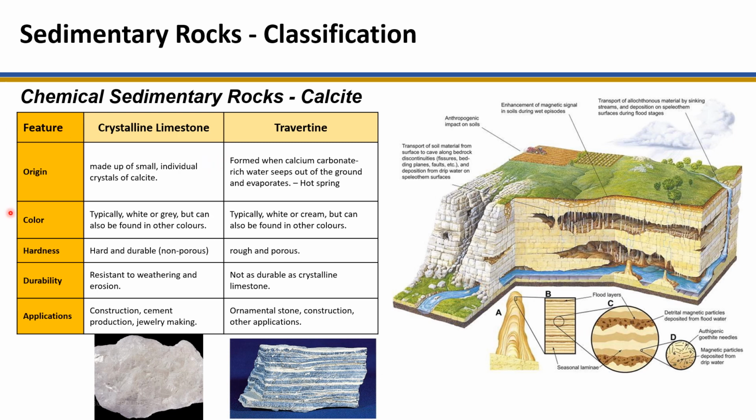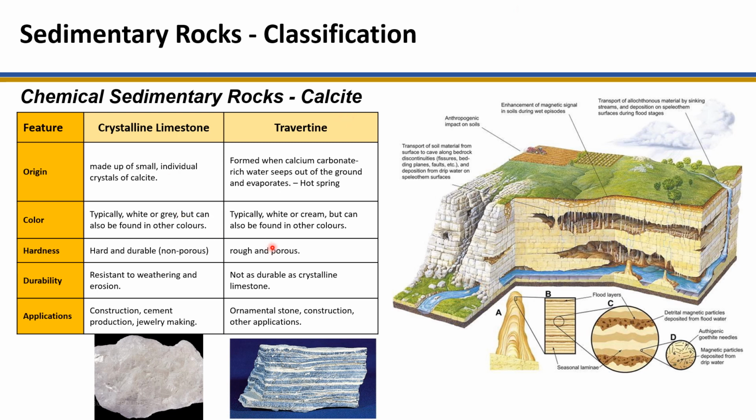Crystalline limestone is used in variety of product including building materials, cementation construction, fertilizer, toothpaste even. It is also used in some industrial process such as paper making and water purification. And then we also have travertine as one of the calcite chemical sedimentary rocks.